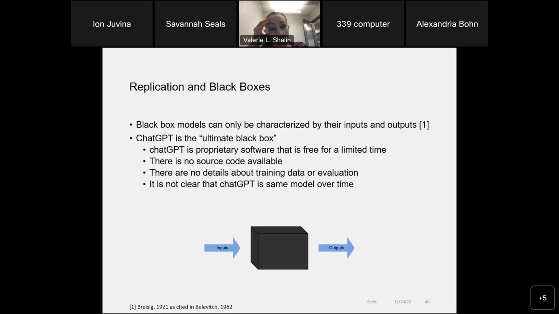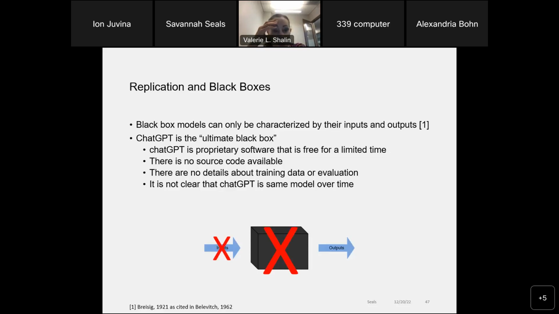ChatGPT is sort of the ultimate black box. Because it's proprietary software, OpenAI is not going to release source code for this. And we don't really have any details about the training or the evaluation of this model. It's not even clear that, if I log into ChatGPT and play with it today, and then I do so next week, those are even the same model, because they're not releasing any of these details.